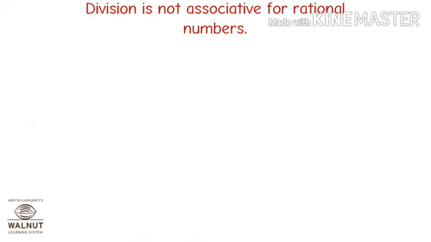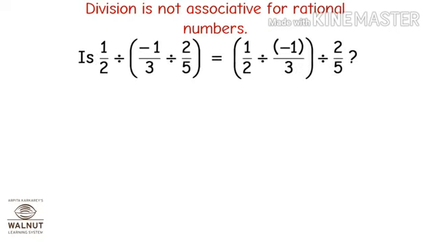Division also is not associative for rational numbers. Let's take a look. Is 1 upon 2 divided by (minus 1 upon 3 divided by 2 upon 5) in brackets equal to (1 upon 2 divided by minus 1 upon 3) in brackets divided by 2 upon 5? Let's take a look.